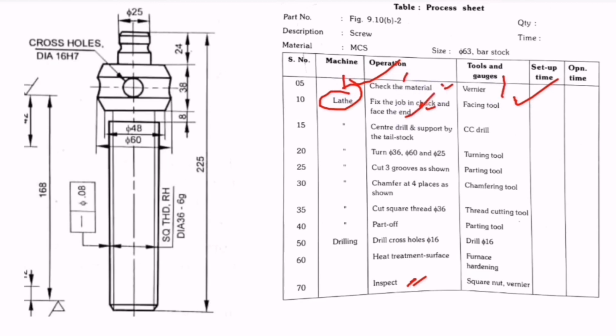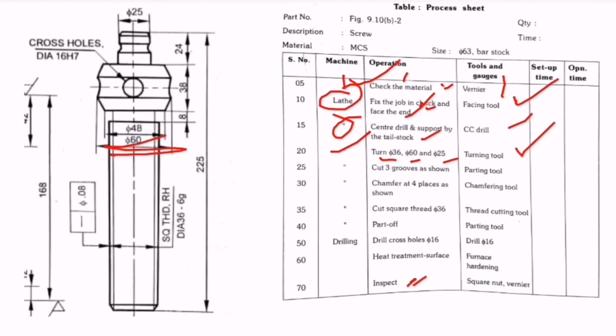Next is center drill and support by the tailstock. That is on the lathe machine only with the center drill. Next, turning of 36 diameter, 60 diameter and 25 diameter with the turning tool on the lathe machine only. Where are these 36 diameter, 60 and 25 diameters?